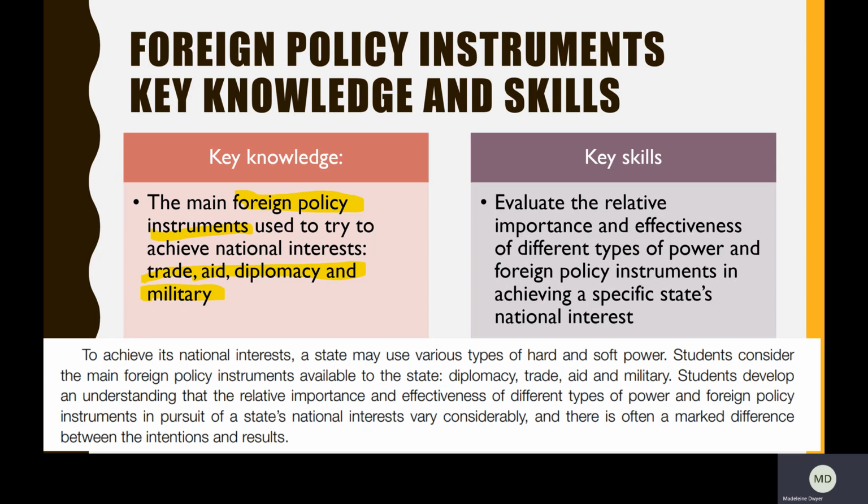Our skills here are that we need to be able to evaluate their importance. So you might not right now be thinking about which is the most important foreign policy instrument for China. Is it military or is it trade? I don't think aid and diplomacy are as important to China. Now, the reason why I'm saying trade and military is because of how effective they are in achieving China's national interests of economic prosperity and national security. So think about which ones you think are the most important and why.